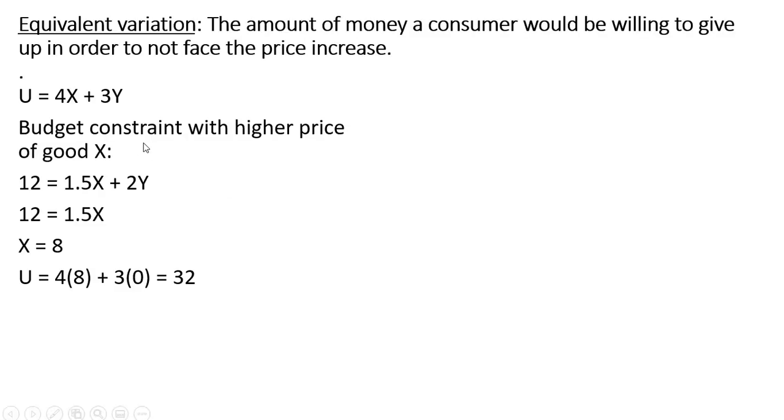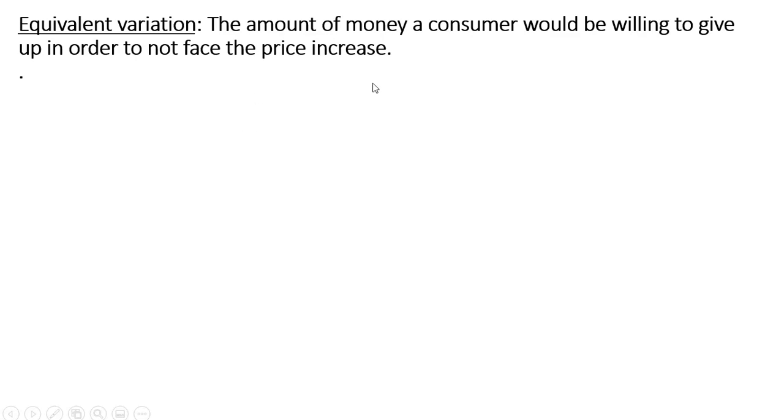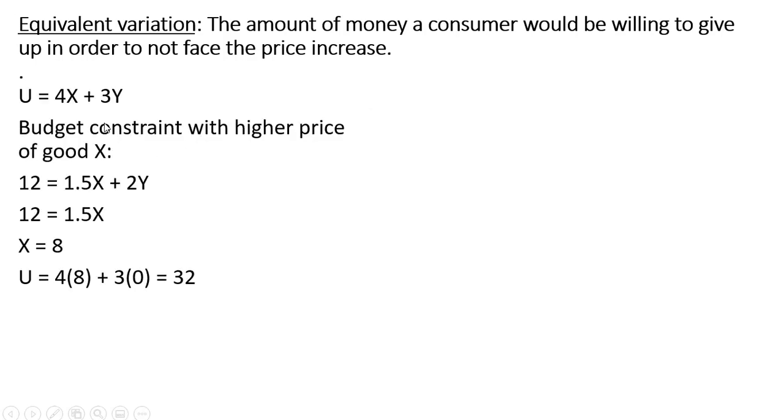Now let's look at the equivalent variation, the amount of money a consumer would be willing to give up in order to not face the price increase. So another measure of consumer welfare. I'm going to start like this. Start with our utility function. The budget constraint now is going to be, we're going to start with the higher price for good X. So 12 equals 1.5X plus 2Y. As we said, the consumer still will not buy any units of good Y even at this higher price. So 12 divided by 1.5 means X is 8. Evaluating our utility function at 8 units of good X, 0 units of good Y, utility is 32.